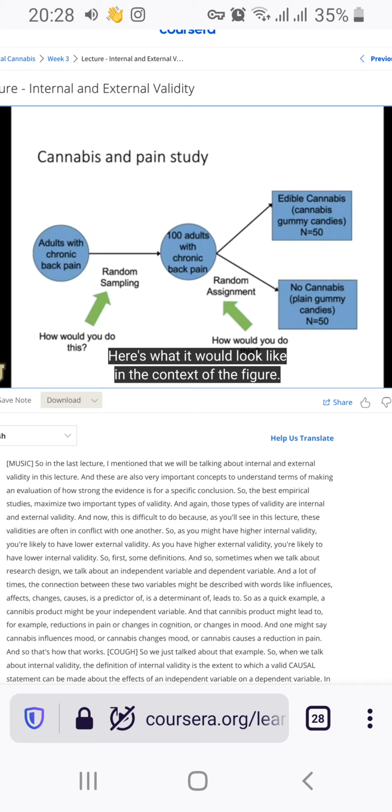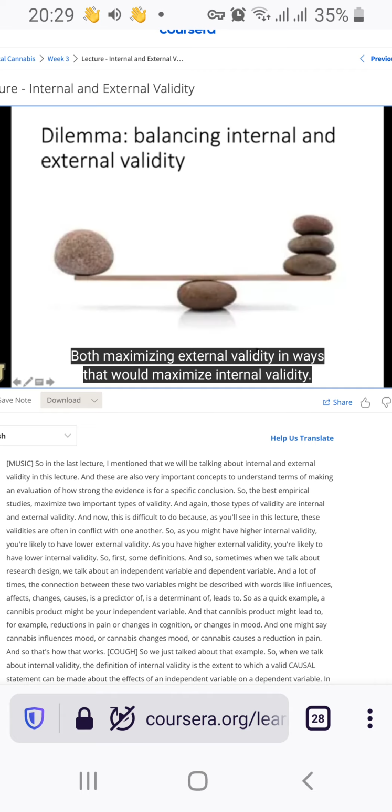Here's what it would look like in the context of the figure. We would be selecting from the population of adults with chronic back pain, randomly selecting people to be in our 100 person sample of people with chronic back pain. And then we would basically be randomly assigning these 100 people, 50 to an edible cannabis condition and 50 to no cannabis condition, a control condition. And that is how that study would be done, both maximizing external validity and in ways that would maximize internal validity.